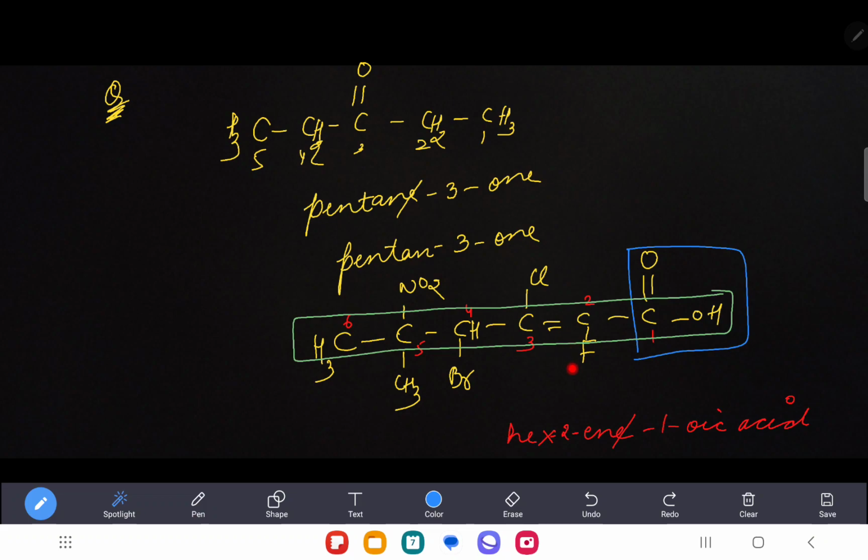And then we are going to name the rest of the things. They're all going to be my side chains now. So here, fluoro is there, chloro is there, bromo is there, nitro is there, methyl is there. So obviously bromo comes first because alphabetically bromo has to come first. Then bromo, chloro, fluoro, and then methyl and then nitro. A, B, C, D, E, F, G, L, M, N.